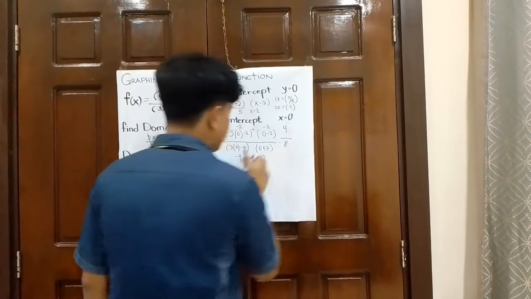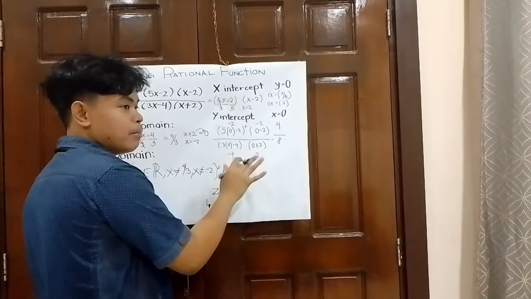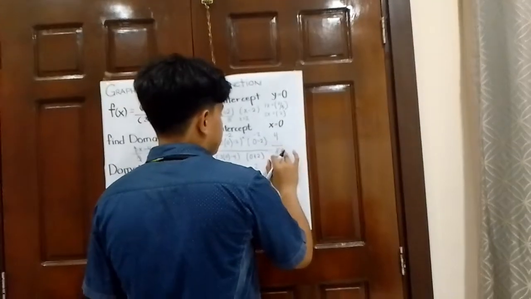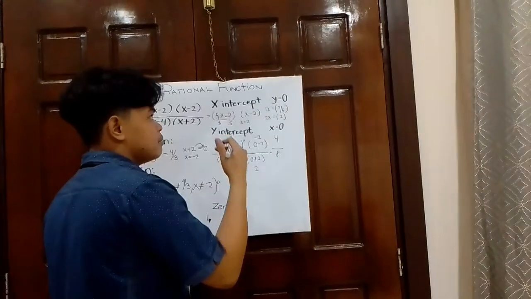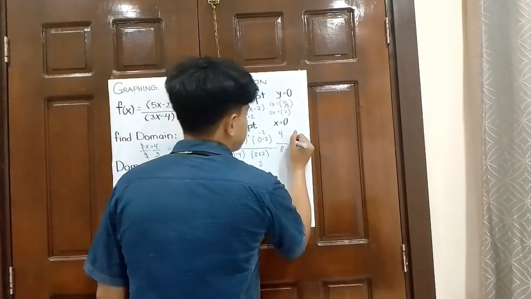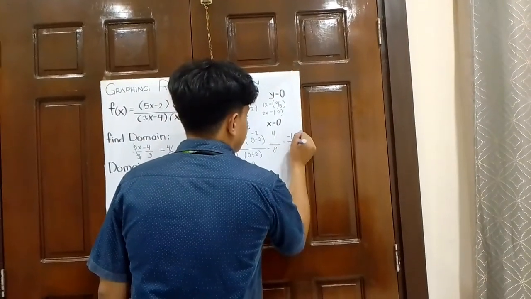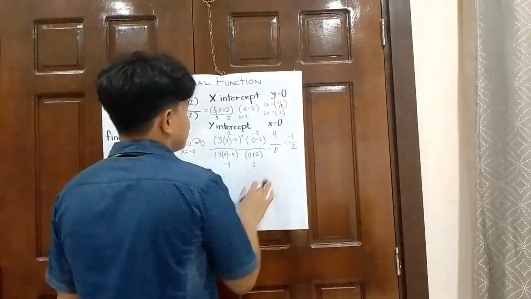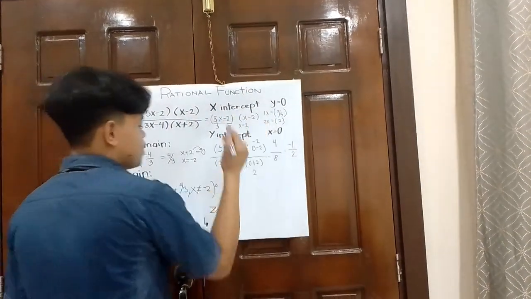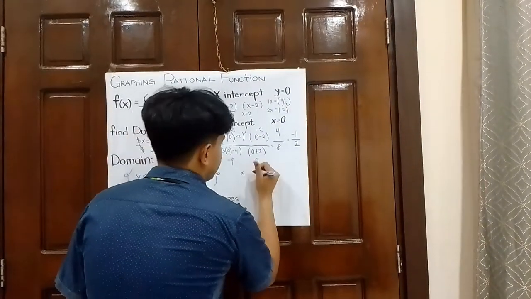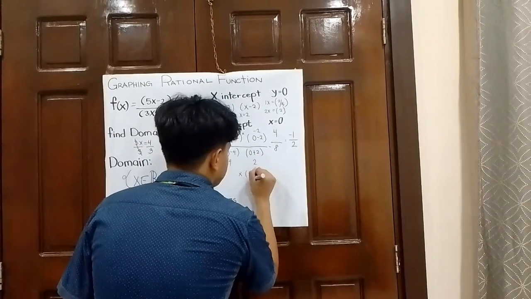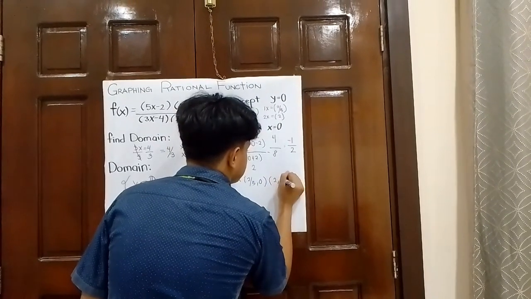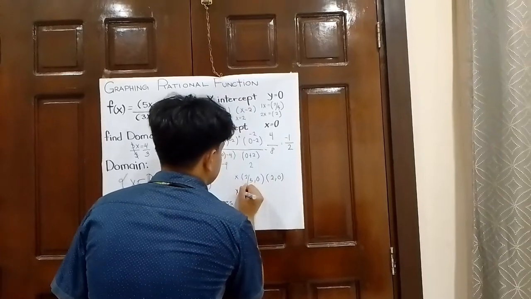The bigger number decides the sign. So it equals 4 over negative 8, which simplifies to negative 1 over 2. So our y-intercept is negative 1 over 2.